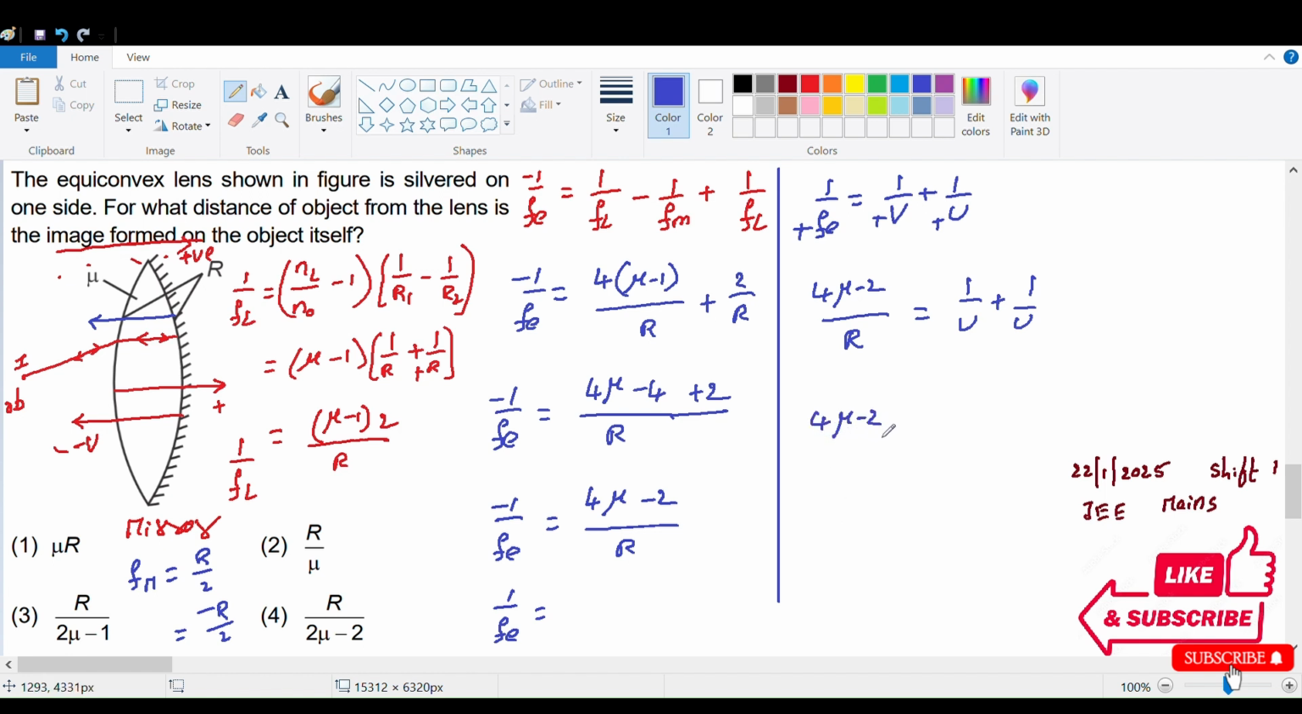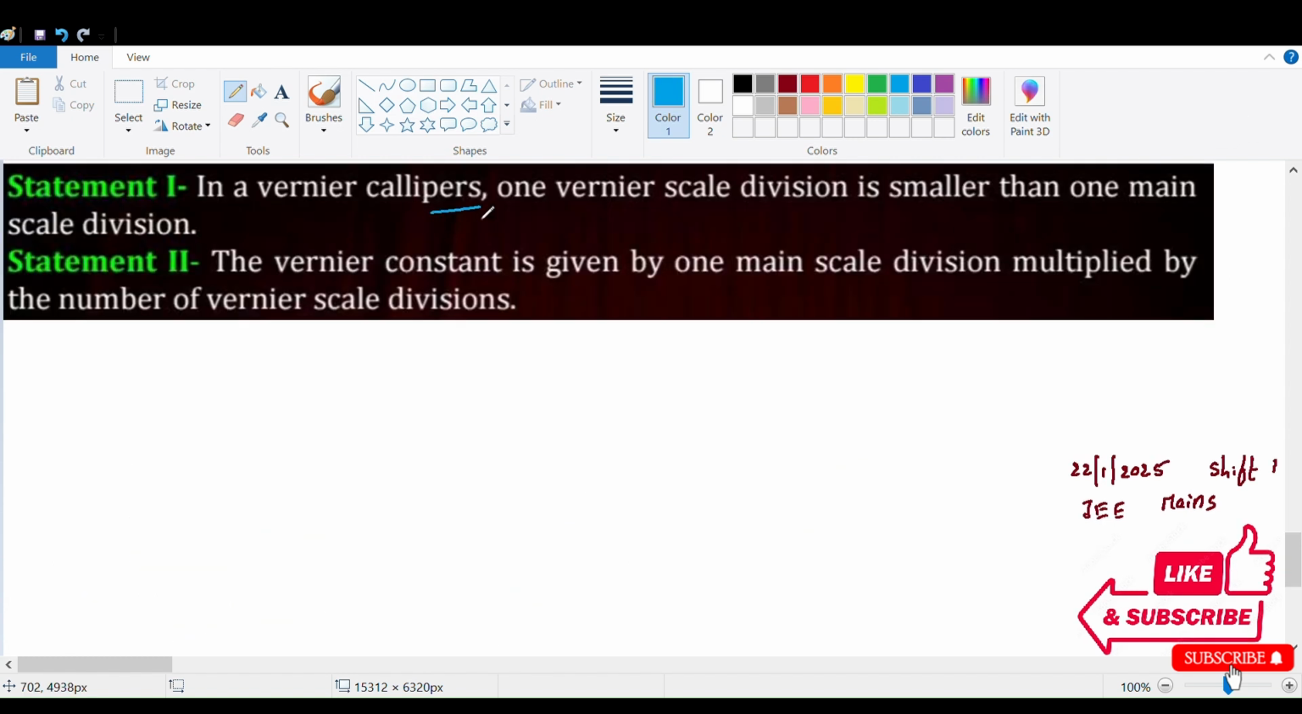4 mu minus 2 by R is equal to 2 by U. 2 you can cancel. So (2 mu minus 1) by R is equal to 1 by U. So finally U is equal to R divided by 2 mu minus 1, reciprocal you do, na? That's the third option.